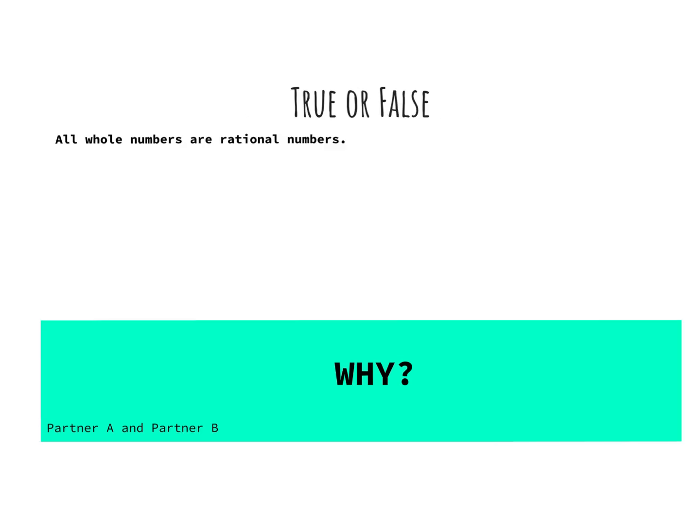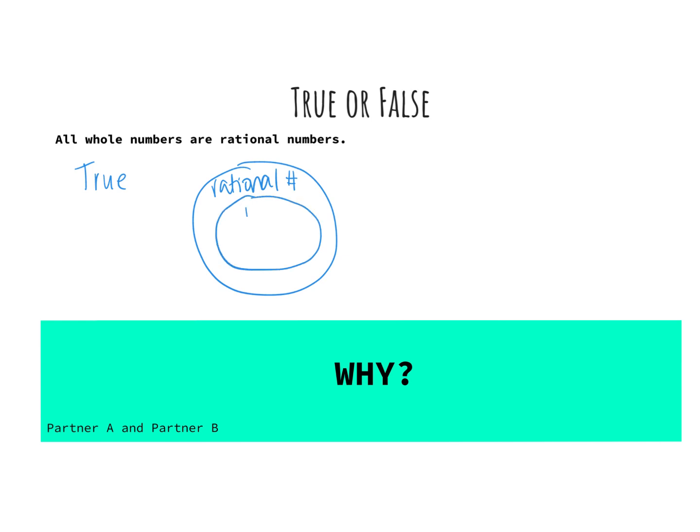All right, so this is going to require just a little thinking. The statement is all whole numbers are rational numbers. True or false? Okay, if you said true, you are correct. It is true. And that's because, remember, we said that rational numbers is the largest group, including every number that you know. So rational numbers includes the integers and it includes the whole numbers. So that answer is true.